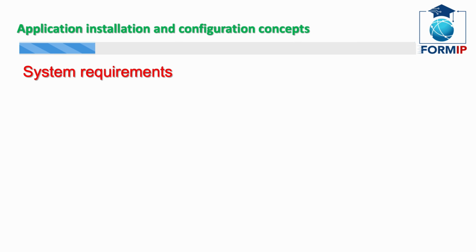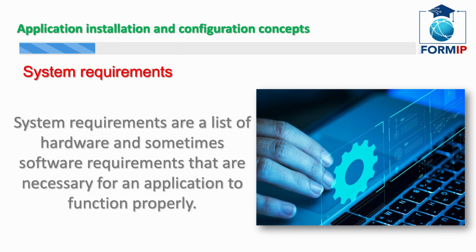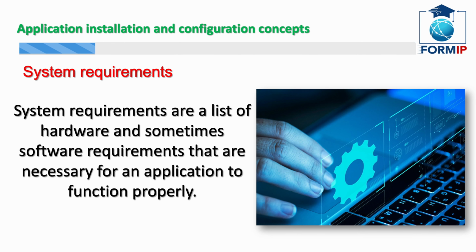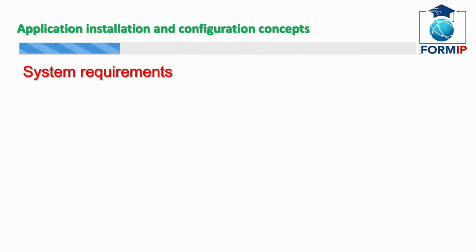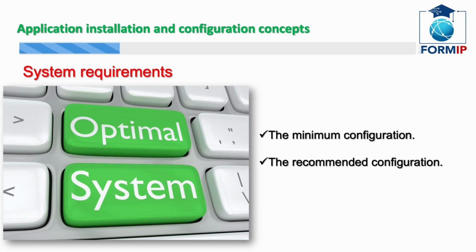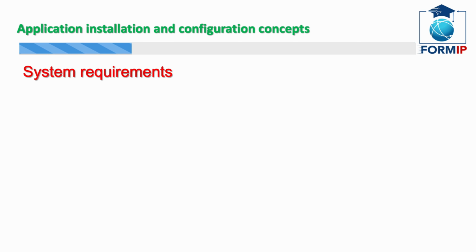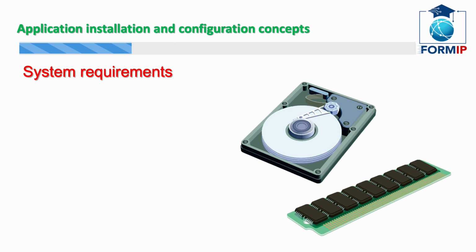System requirements are a list of hardware and sometimes software prerequisites necessary for an application to function properly. These requirements are generally provided by the application developer. There are two types of system requirements. There's the minimum configuration, which gives us the minimum prerequisites for running the application. And then there's the recommended configuration, which is the most optimal for running the application without any performance limits. This list of prerequisites focuses mainly on two points: required drive space and required RAM.